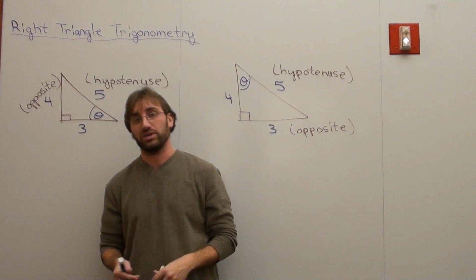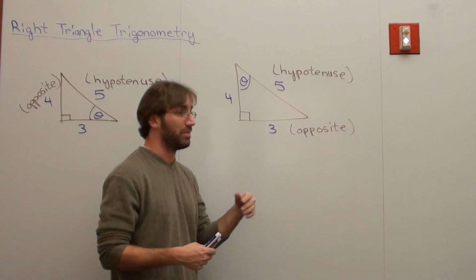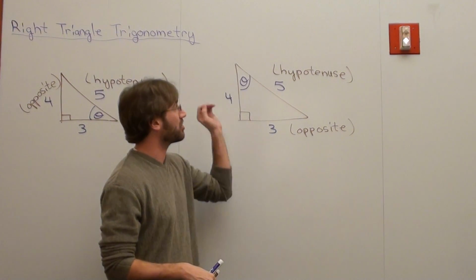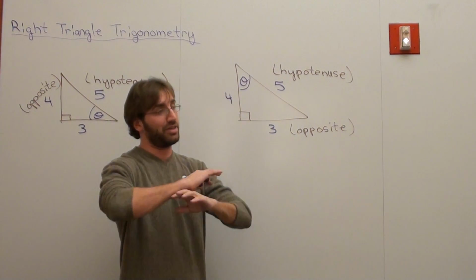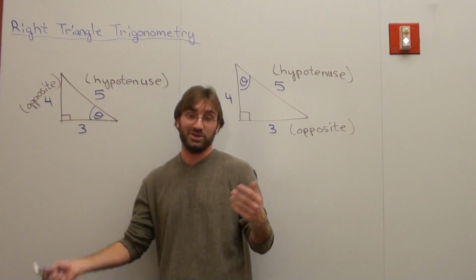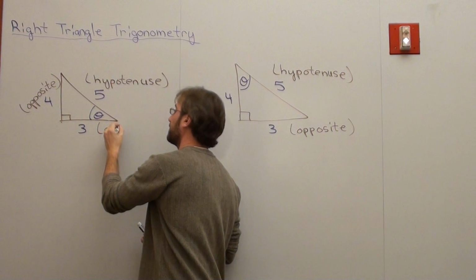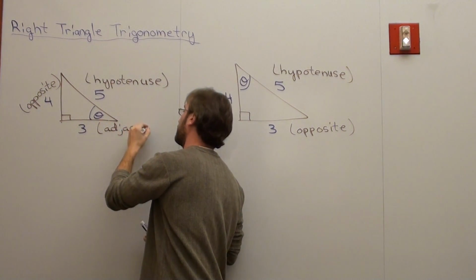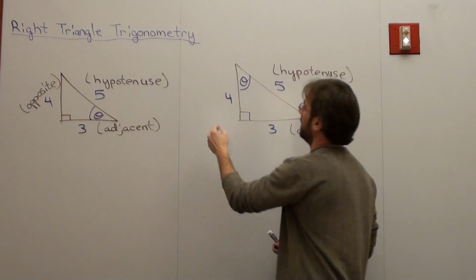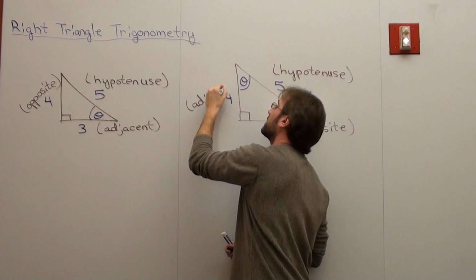There's 3 sides to a triangle: the hypotenuse, the opposite, and the adjacent side. I never tell my students to locate the adjacent first. I just say, figure out your hypotenuse and opposite, and by deduction, the last side is your adjacent. So in this case, 3 is the adjacent, and in the other triangle, 4 is the adjacent.